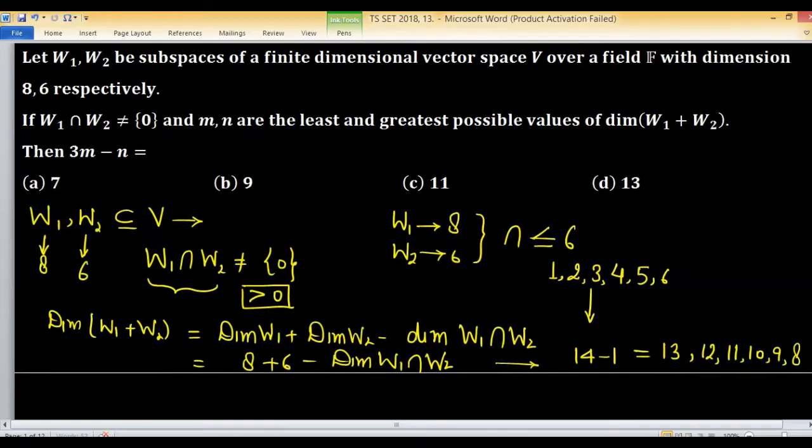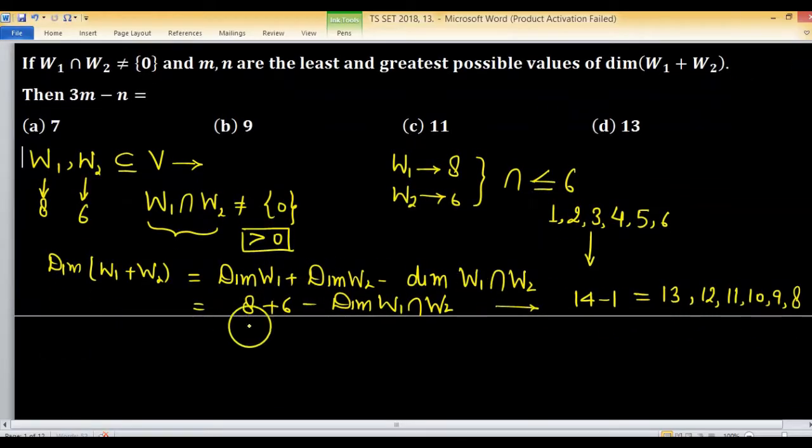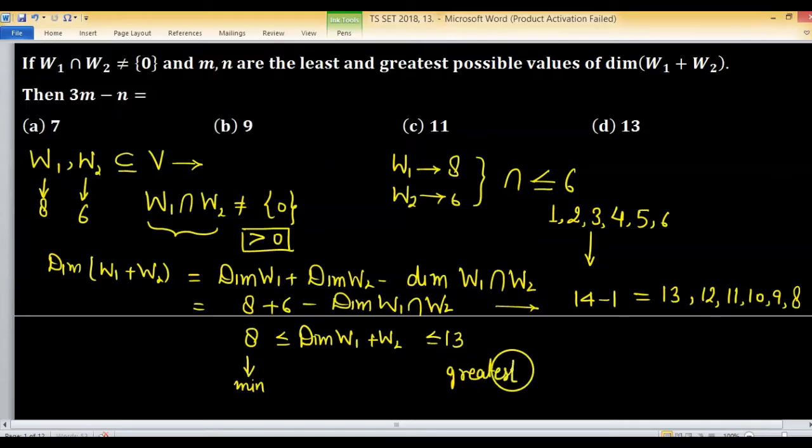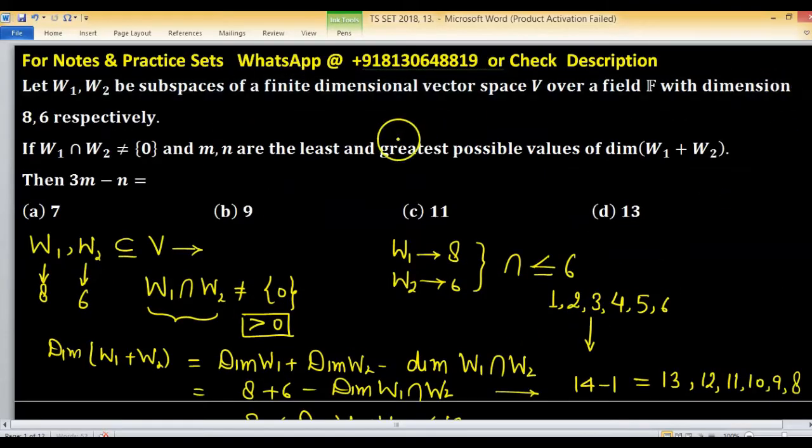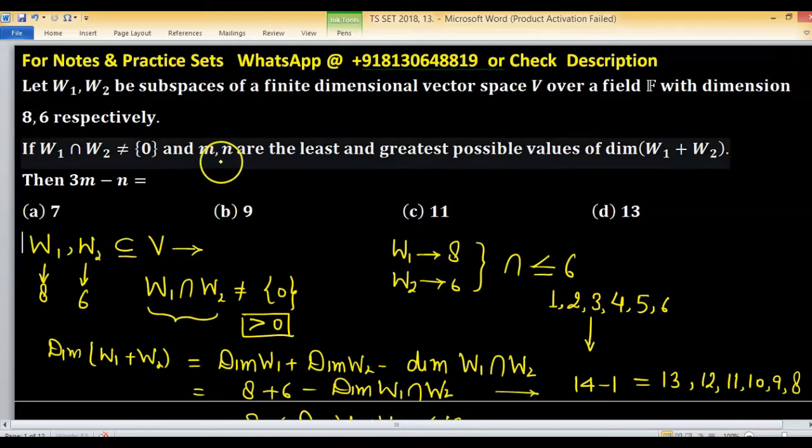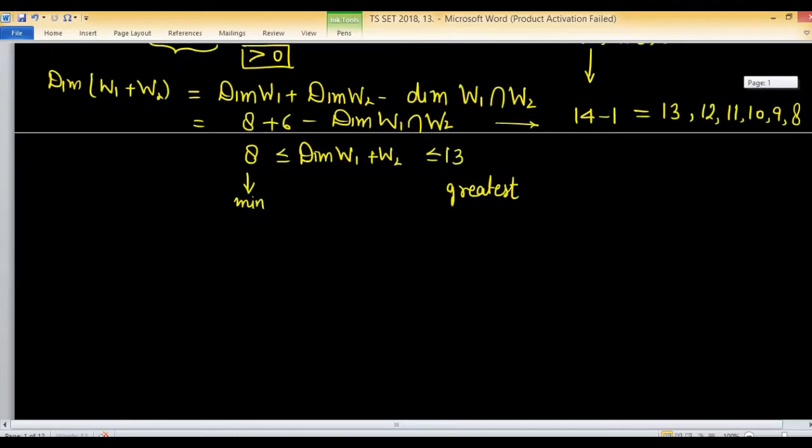Now, so what we have? The dimension of W1 plus W2 lies between 13 and 8. This is the minimum value and this is the greatest value. The minimum and greatest values are represented by M and N. So the value of M equals 8, N equals 13.